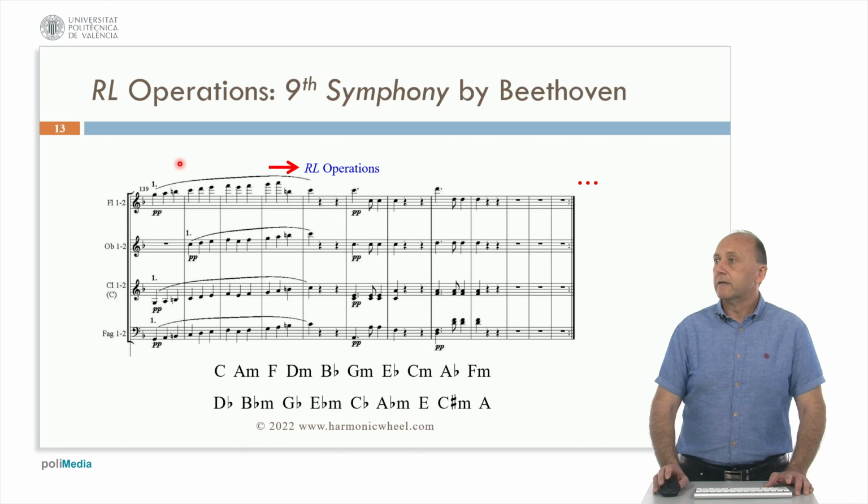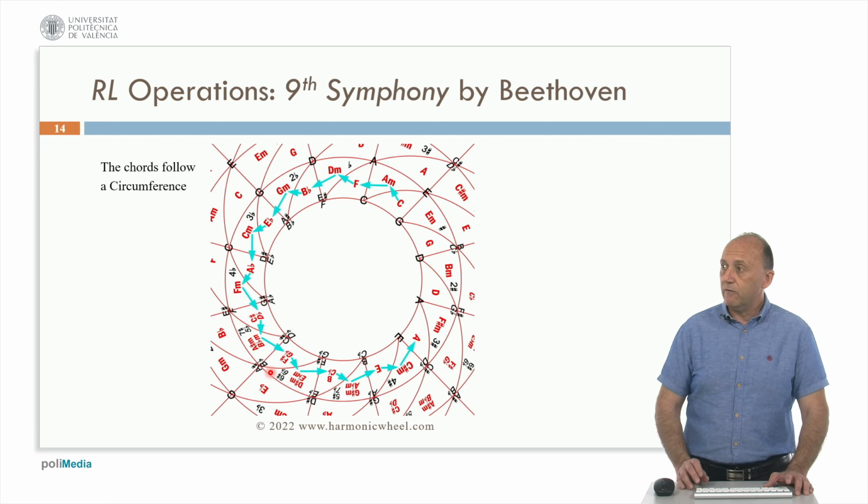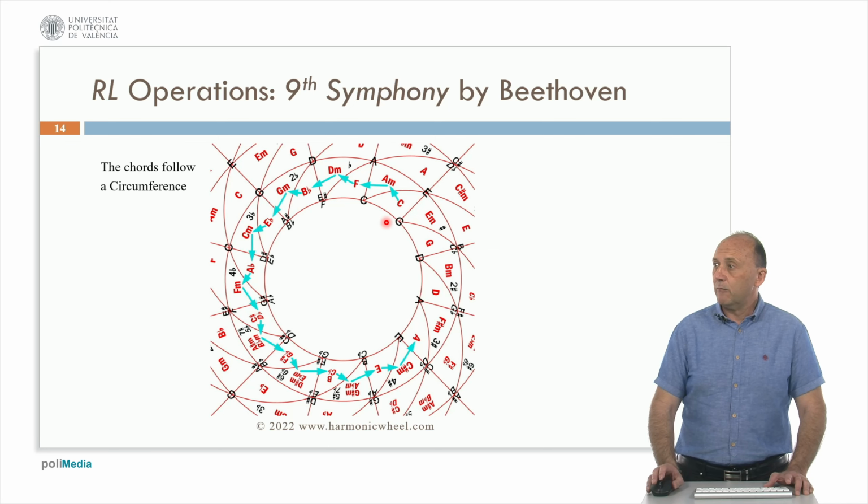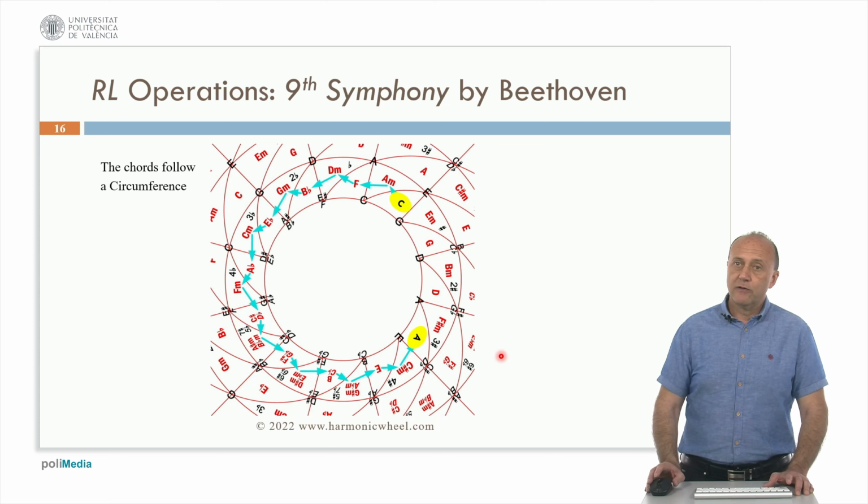We have a good example by Beethoven in his 9th Symphony, second movement. From this point, we find this chord progression: from C to A minor is a relative operation. A minor to F major is a leading tone exchange operation, and so on. If we represent the chord progression on the harmonic wheel, we start with C major, and then we have an R operation, then L operation, RL, RL, etc., until we reach the chord A major. So the chords follow a circumference on the harmonic wheel.